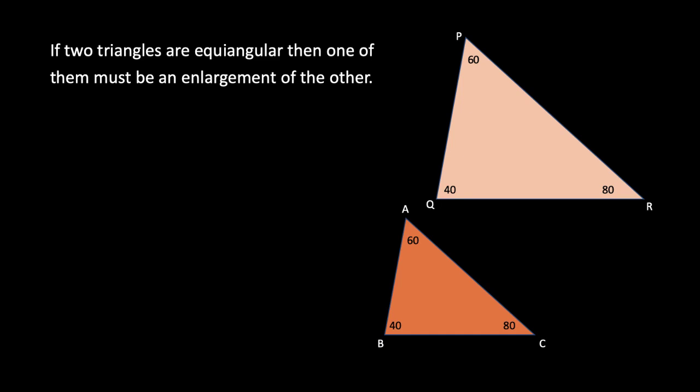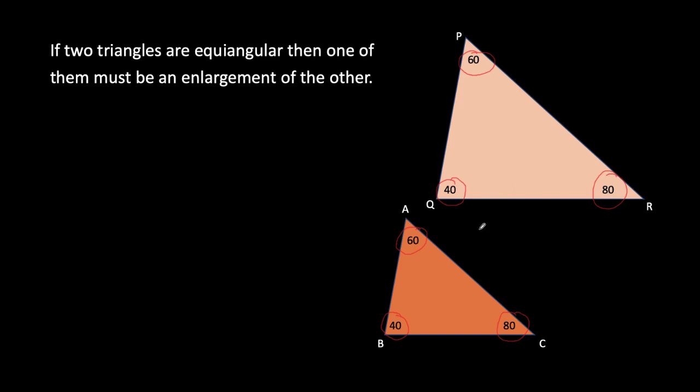Okay, let's understand this with an example. If two triangles are equiangular, then one must be an enlargement of the other. So if you see over here, this angle 60 is equal to 60, this angle 40 is equal to 40, and this angle 80 equals 80. If two angles are equal, then the third angle is automatically equal, because we know the sum of angles of a triangle is 180 degrees.